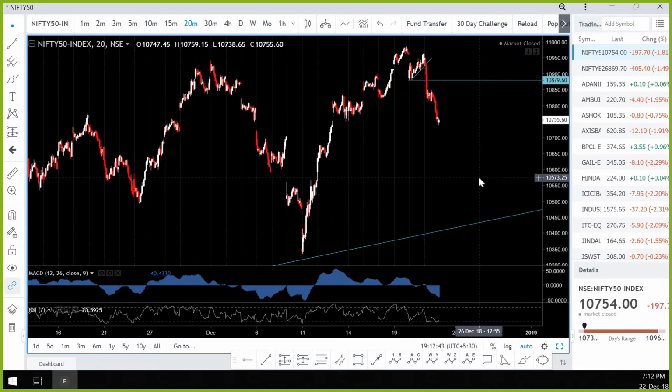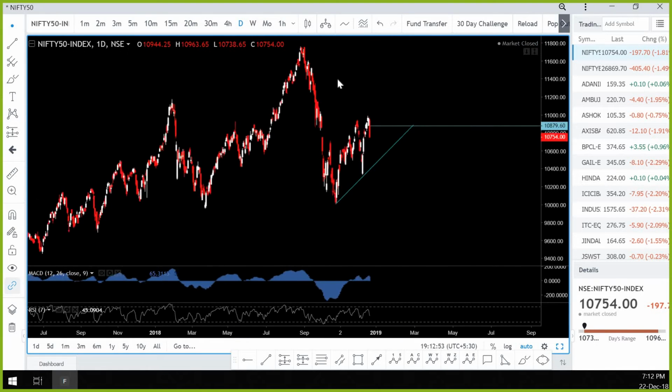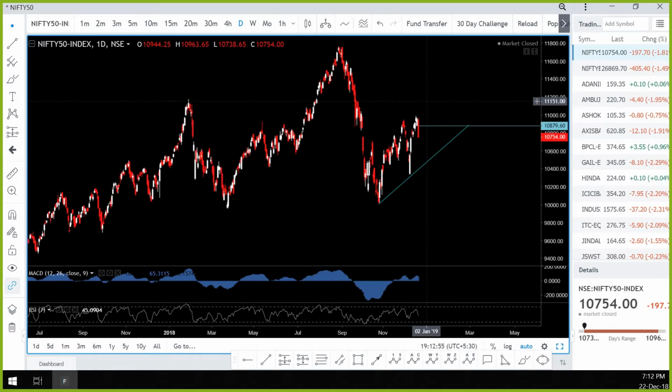So without further ado, Bank Nifty is already in my list. We track that. So without further ado, I think we should start. This is the Nifty daily structure, and let's start with this.